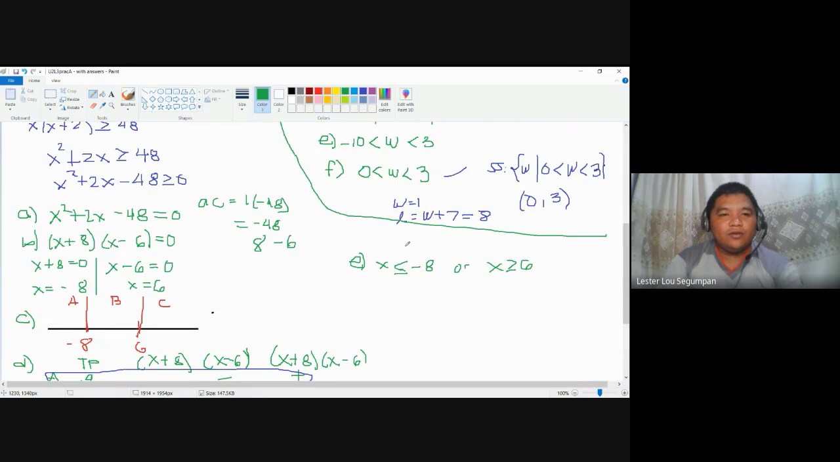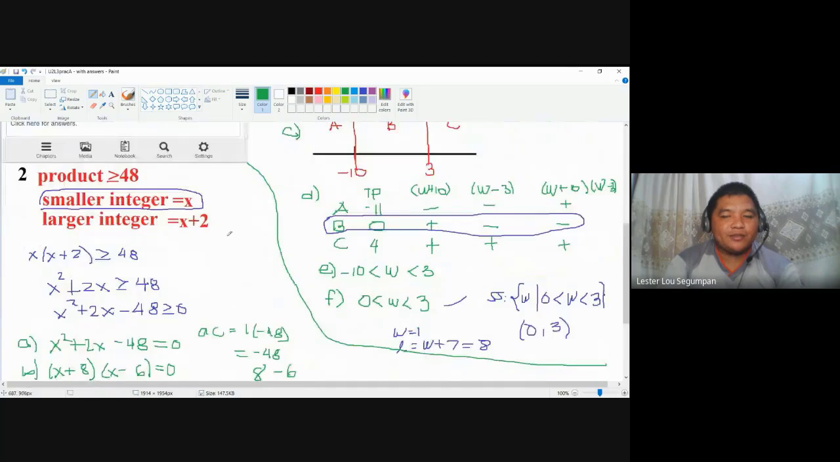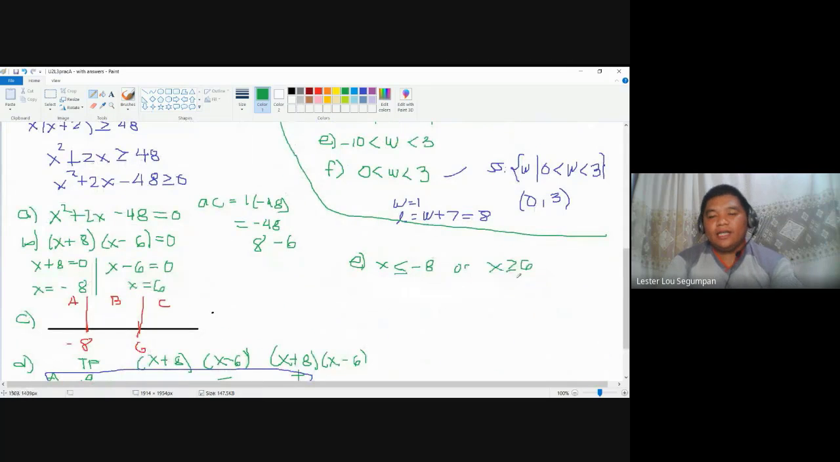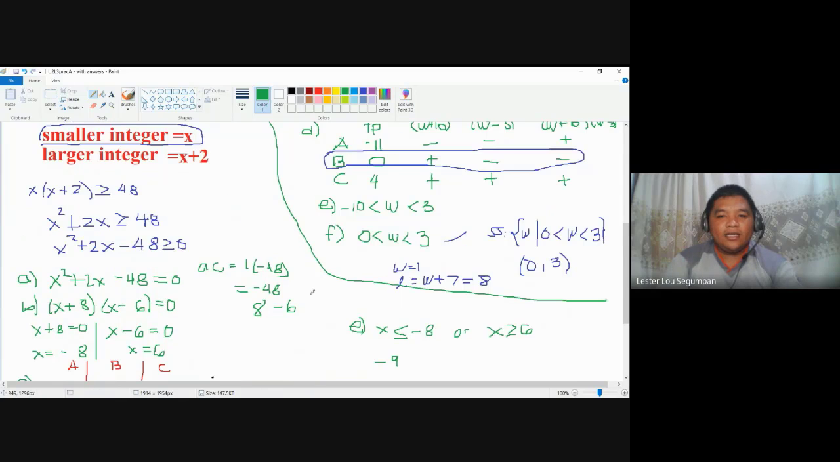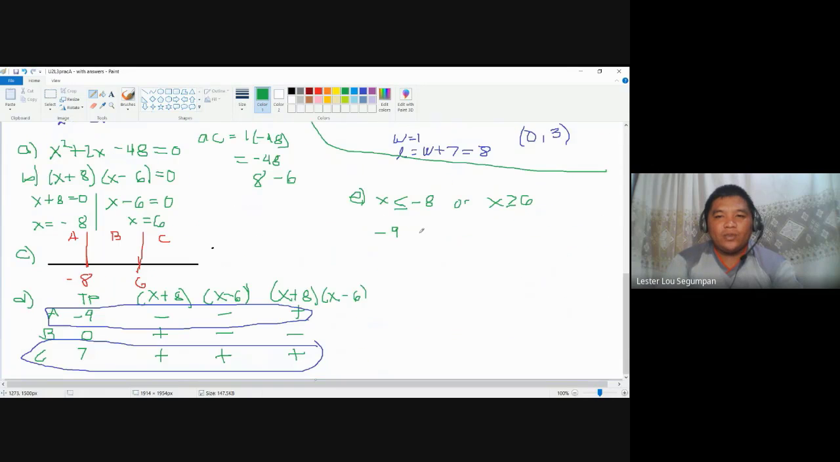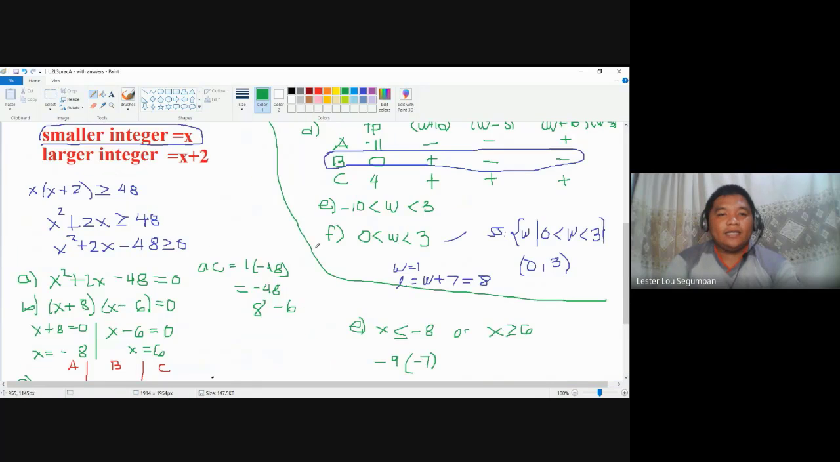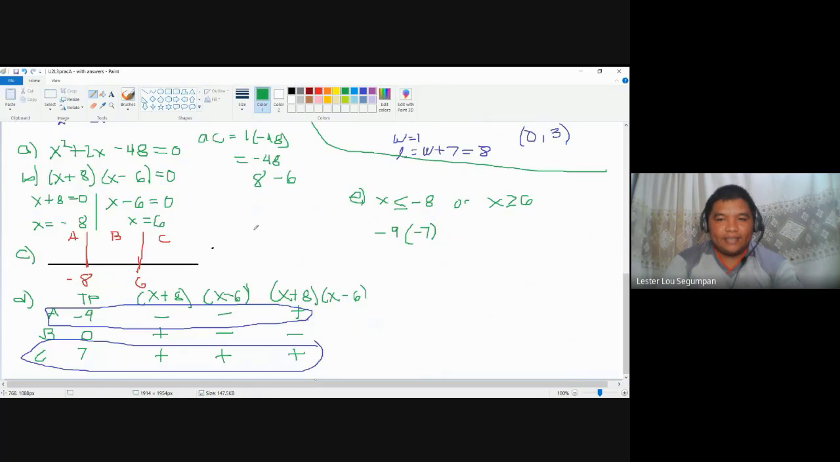So the question was the possible values of the smaller integer. So we're talking about x, and it now satisfies the problem. So give me one problem item here. Let's not include equality first, so -9. If it's -9, this is the smaller integer. So the larger integer must be -9 plus 2, which is -7. So -9 times -7 is -63, I mean positive 63. Is it greater than 48? Yes.